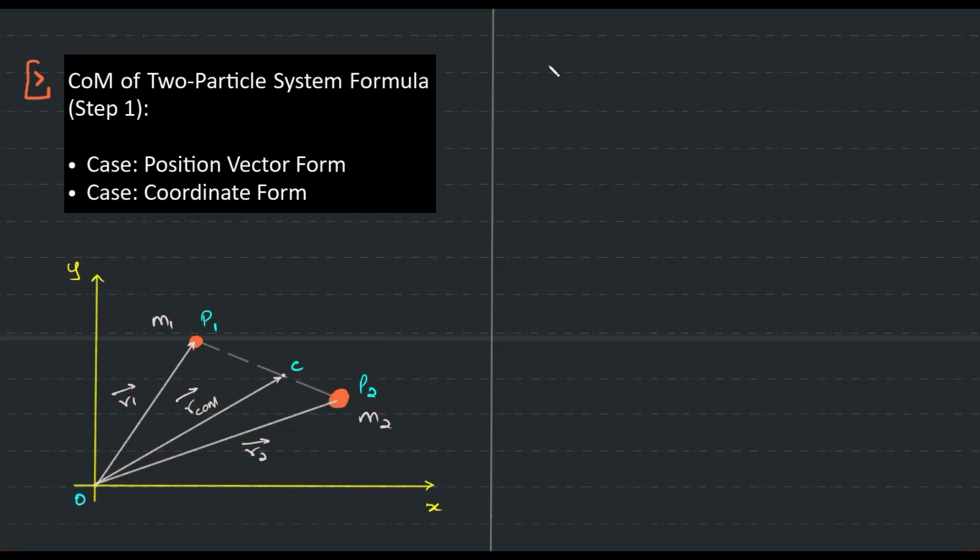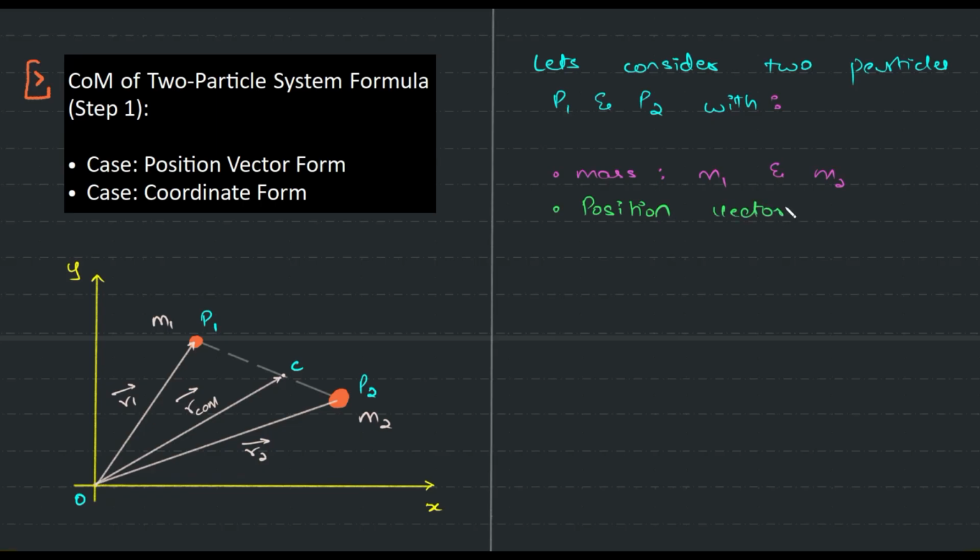Okay guys, so let's consider two particles P1 and P2 with mass M1 and M2 and position vectors R1 and R2.